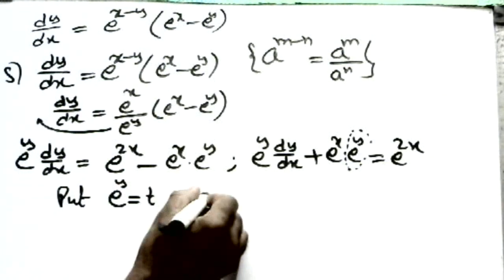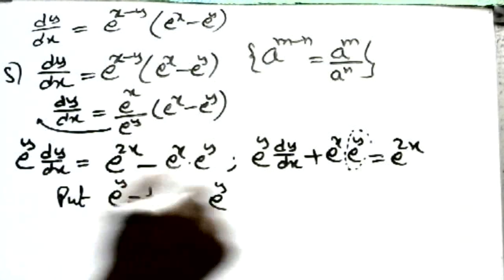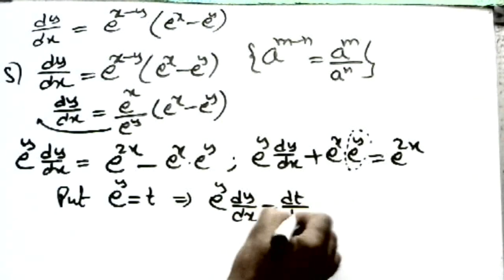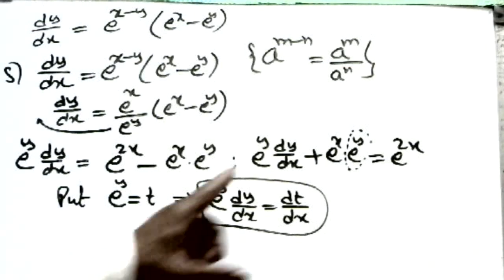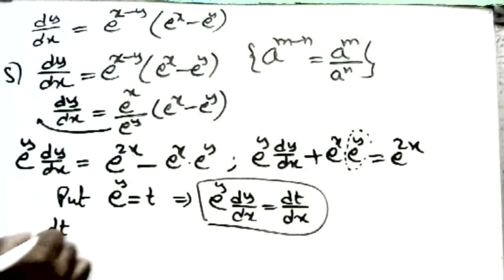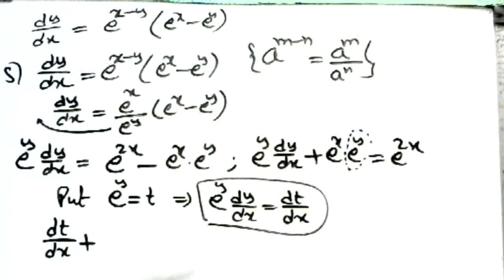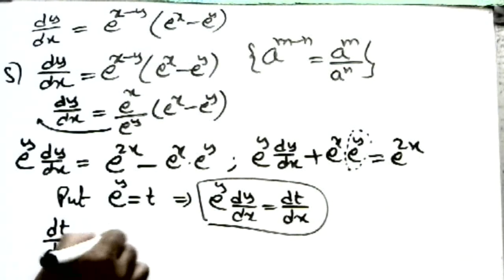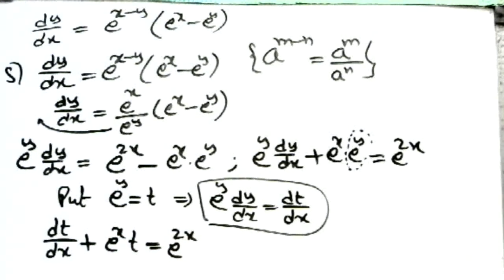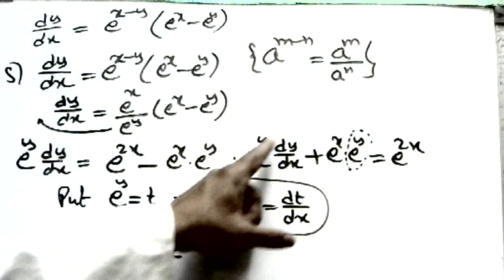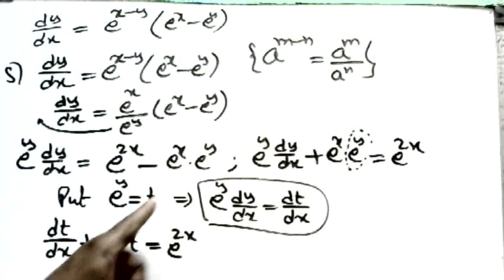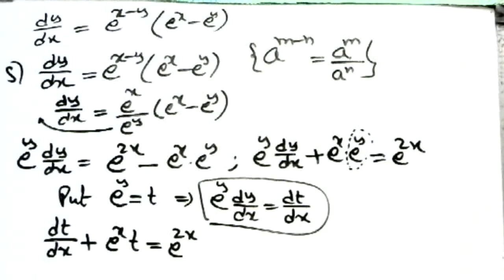D by dx of e power x is e power x only. D by dx of e power y will be e power y, but when we differentiate y with respect to x, we write dy by dx. Now differentiation of t with respect to x is dt by dx. Now see here, the question will get changed. E power y dy by dx we got as dt by dx, plus e power x into e power y, we kept this as t, equals to e power 2x.